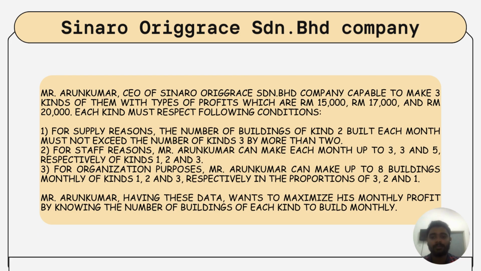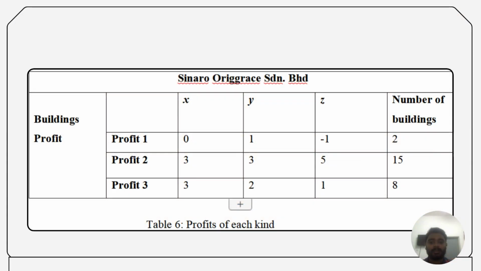The second one is for staff reasons: Mr. Arun Kumar can make each month up to 3, 3 and 5 buildings of kinds 1, 2, 3 respectively. The third one is for organization purposes: Mr. Arun Kumar can make up to 8 buildings monthly of kinds 1, 2, and 3, in the proportion of 3 to 1. Having these data, Mr. Arun Kumar wants to maximize his monthly profit by knowing the number of buildings of each kind to build monthly. So this will be the table.